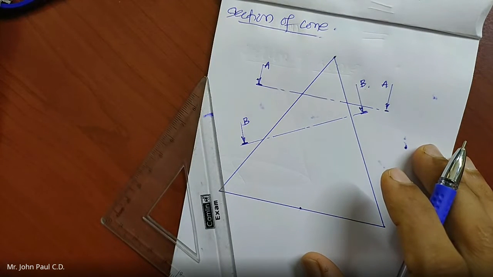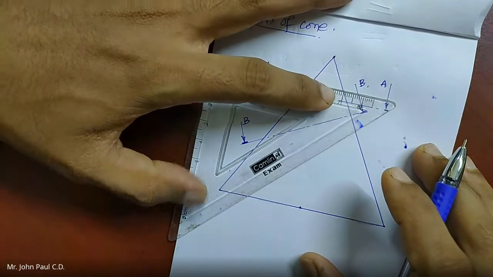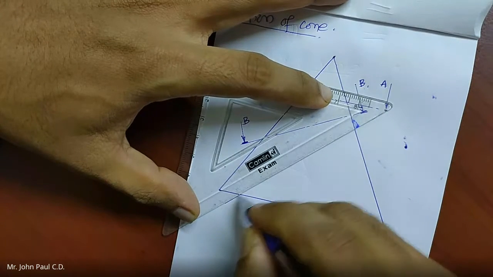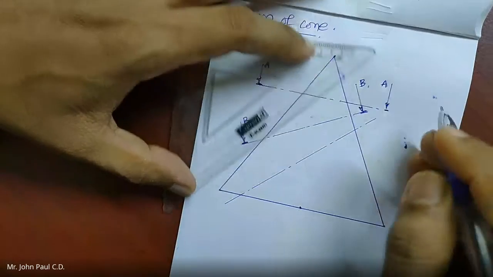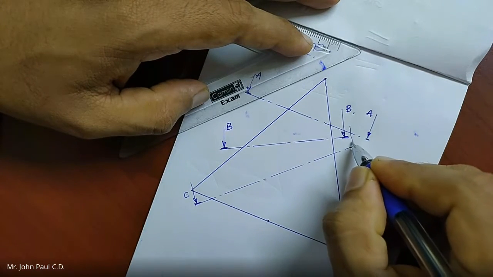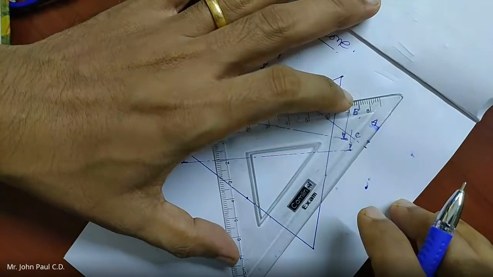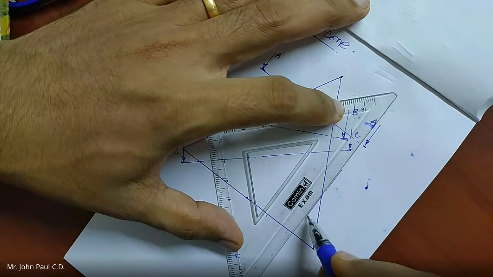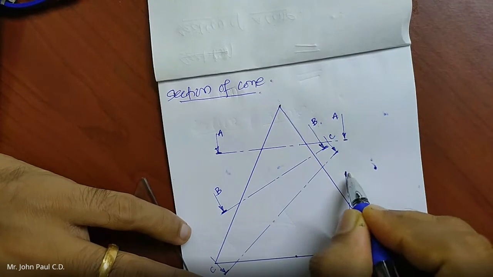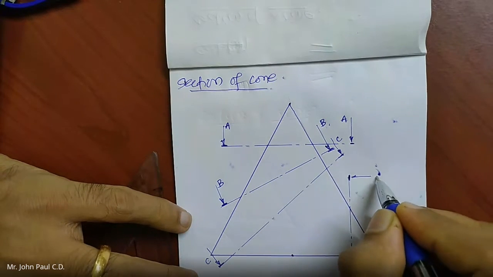Now the CC. I'll draw CC. And if I draw a cutting line which is perpendicular to the base, that will be EE.